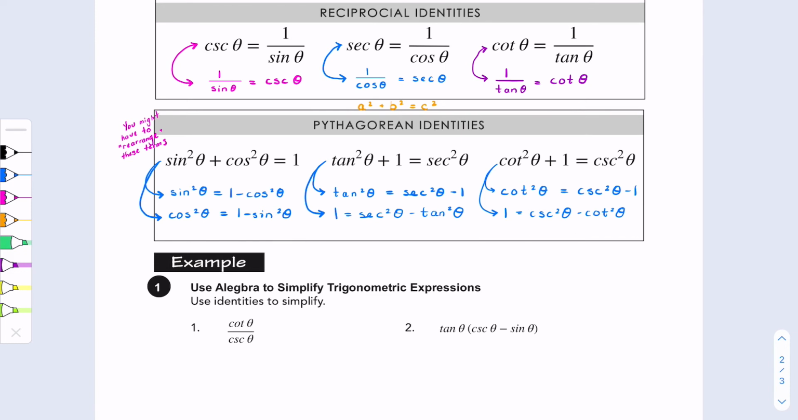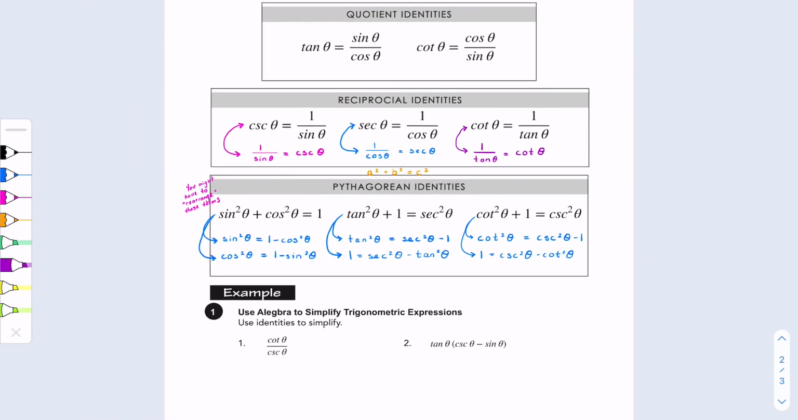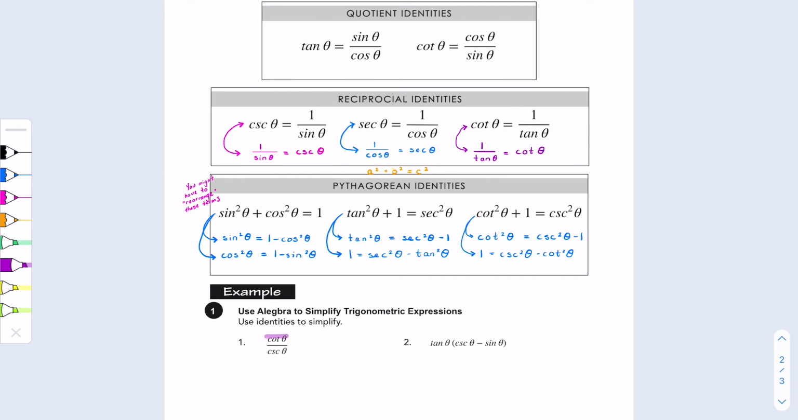Example 1 is cotangent of theta divided by cosecant of theta. And when you simplify these, you should end up with one term when you're done. So I'm looking at cotangent and I'm looking at cosecant. The only thing I can do for number 1 is I'm going to use my purple highlighter. Cotangent, I'm going to replace with cosine over sine. And then I'm going to replace cosecant with 1 over sine.